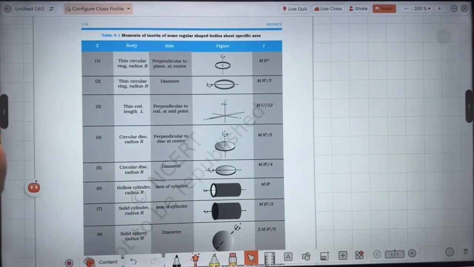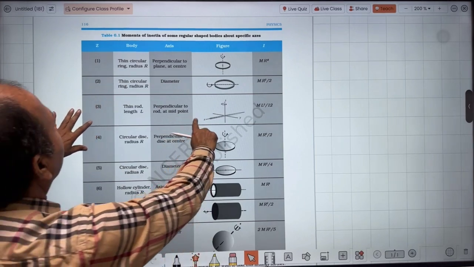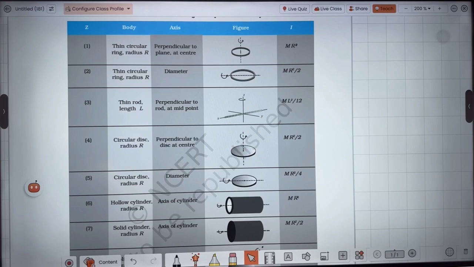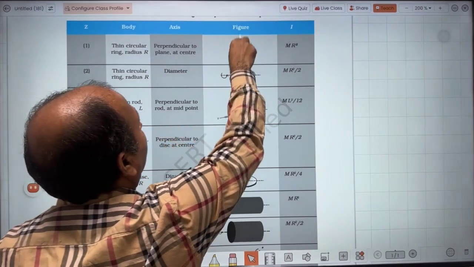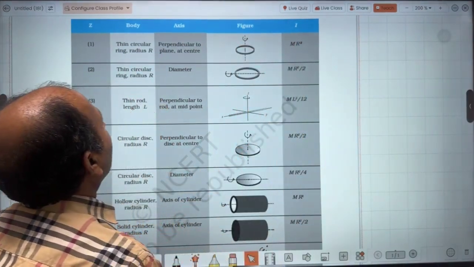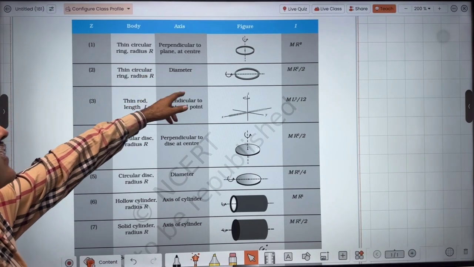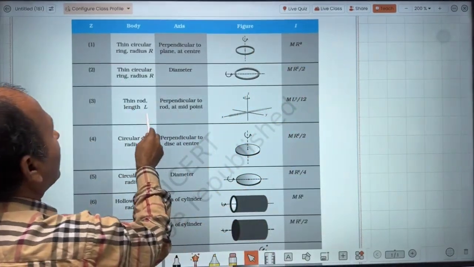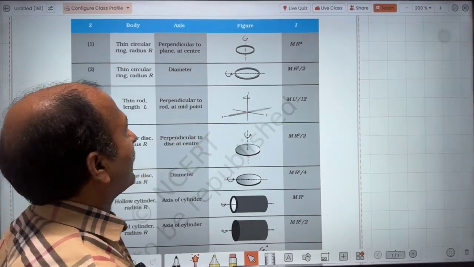Here the moment of inertia of different bodies is given. The body is a thin circular ring of radius r and its axis of rotation is perpendicular to the plane at the center. It is shown here. This is the axis of rotation. The body can rotate like this. So its moment of inertia is M r square. Second case, thin circular ring of radius r and axis along the diameter like this, so the moment of inertia is M r square by 2.